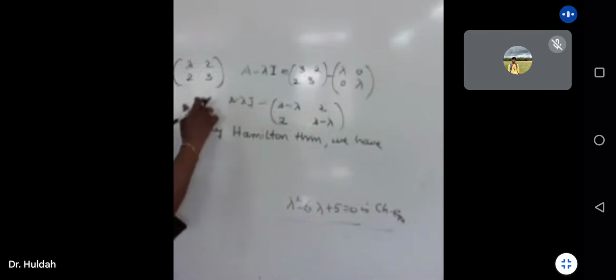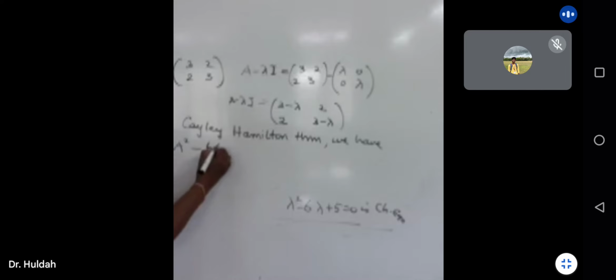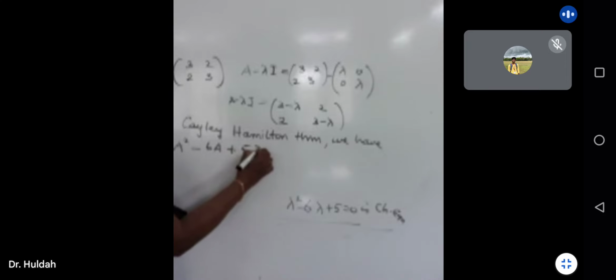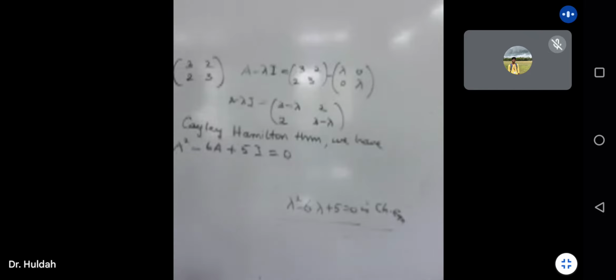So the square matrix A is 2 by 1, with A square minus 6A plus 5I equal to 0. I'm not denying, I'm just using the theorem. I'm saying that it satisfies its own equation.